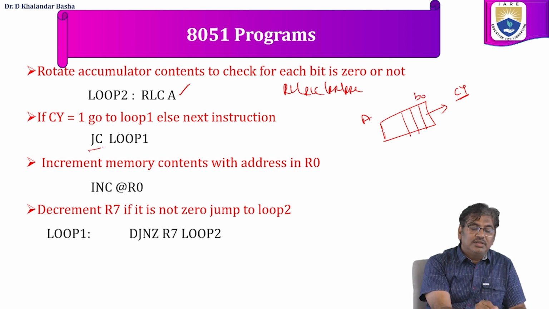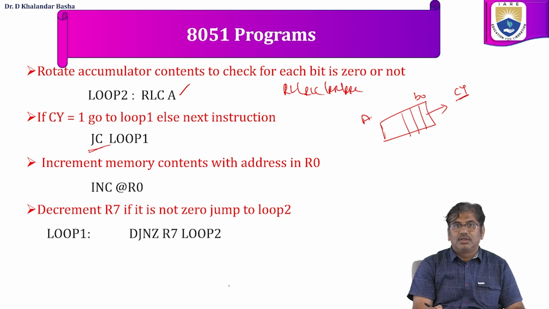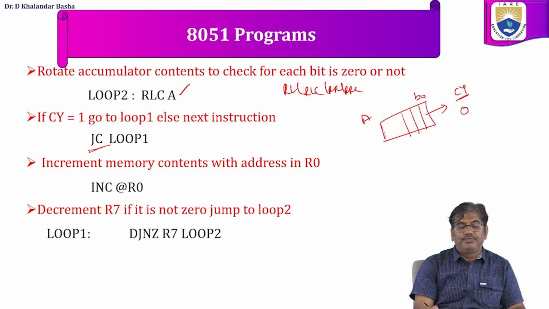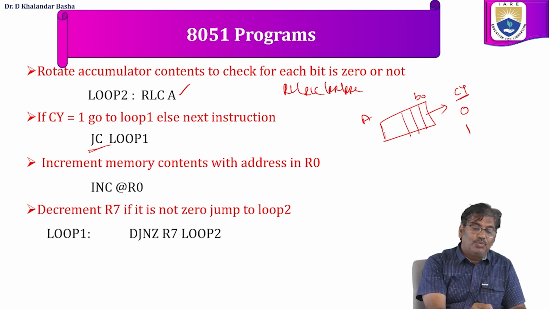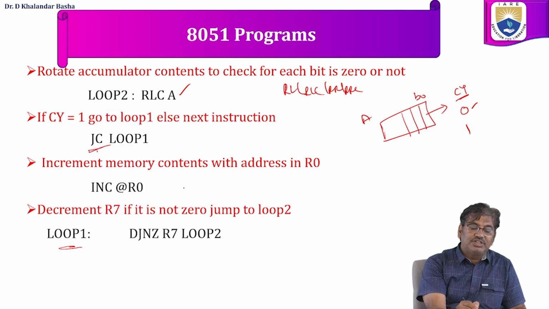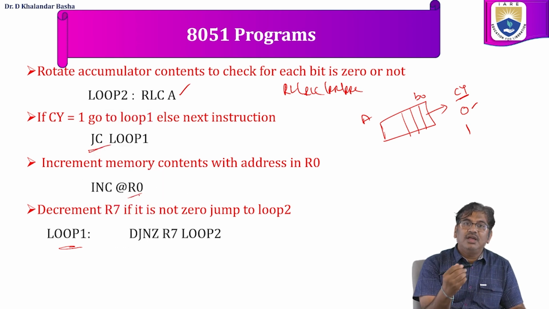Then we go for checking carry flag. Whenever this carry flag is equivalent to 0, then we go for incrementing. Otherwise, we go for skipping that increment. So when carry is equivalent to 1, because the bit is non-zero, go to loop 1. Suppose if this bit is 0, this condition fails, it will execute the next instruction. There we are going to increment the count.